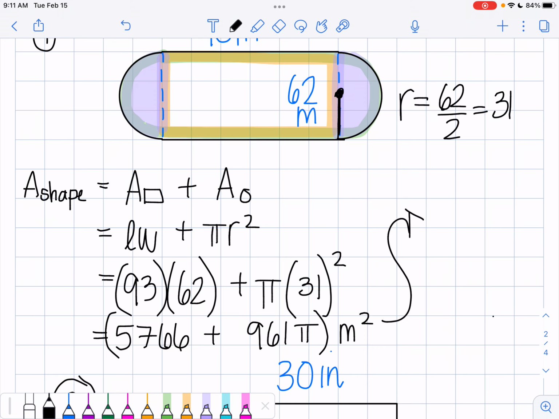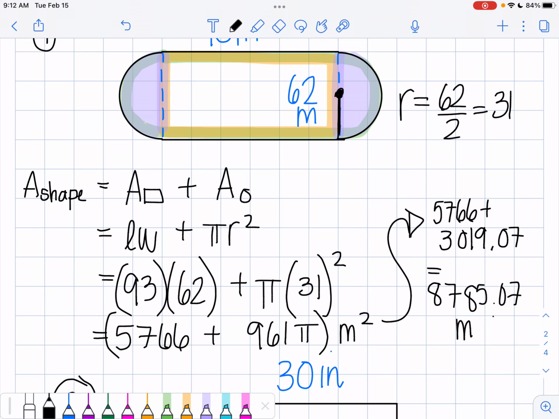I'm just going to write up here because I'm running out of space. So I have 5,766 plus, when I multiply the pi, it gives me 3,019.07. And I add together the 5,766. Total gives me 8,785.07 meters squared, and that would be my whole area of this track, if we wanted to call it a track.